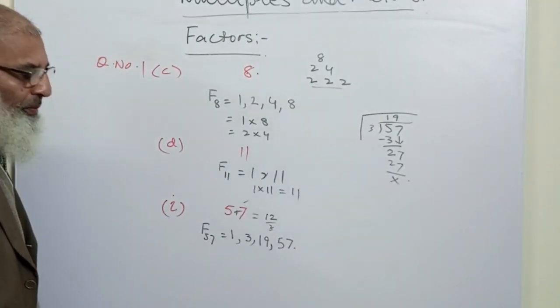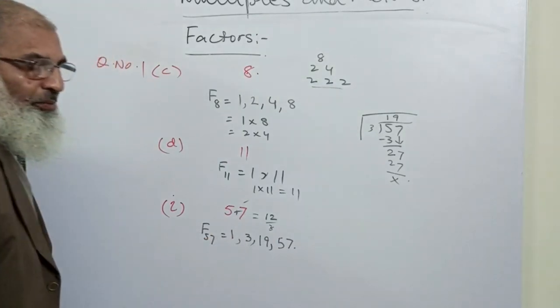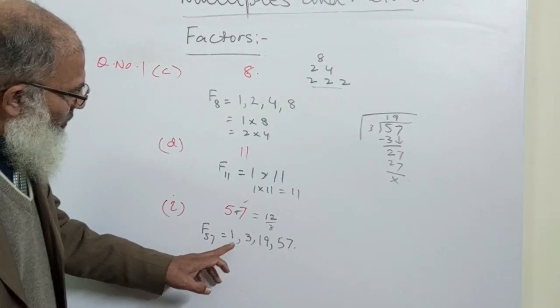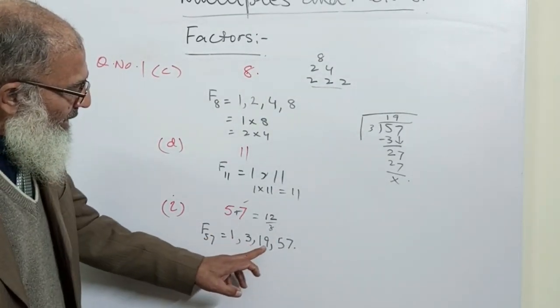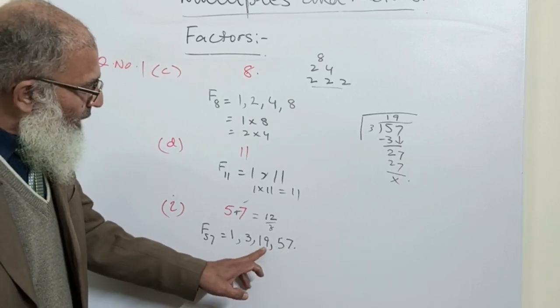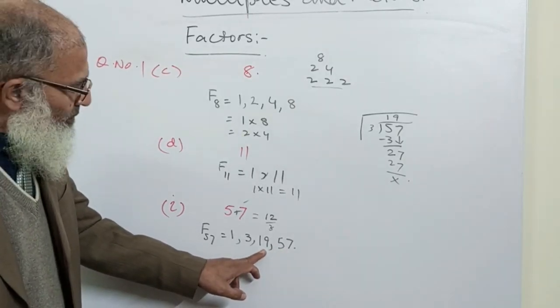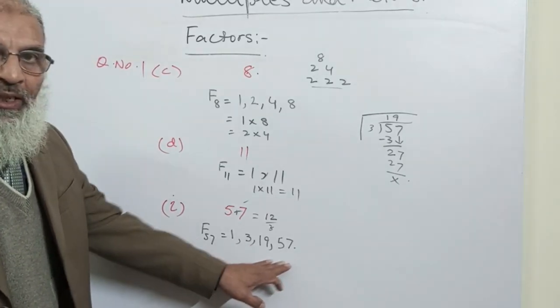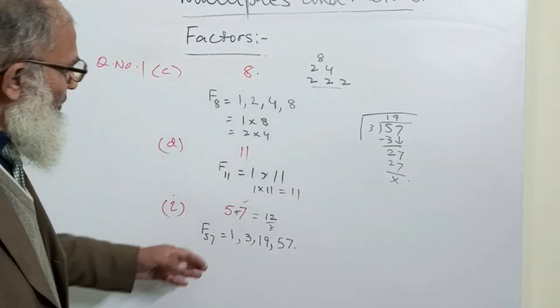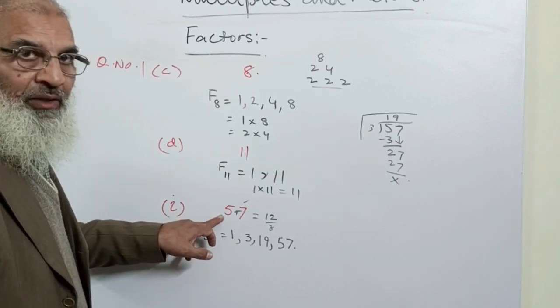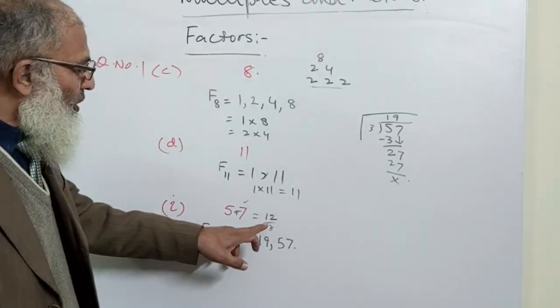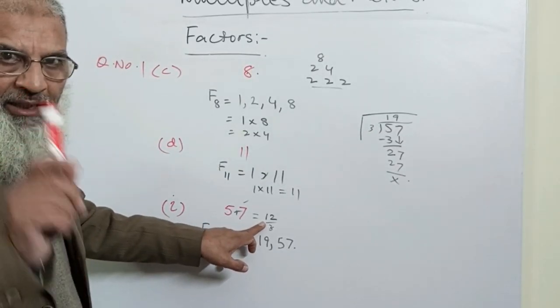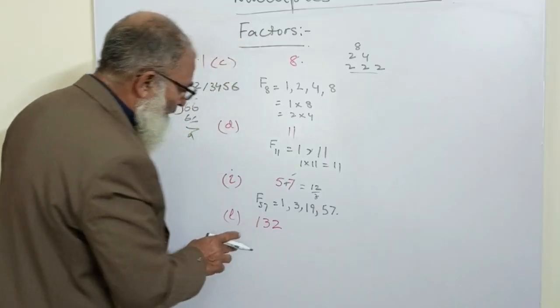So my dear students, what we got here is 1, 3, 19 and 57. 19 is not further divisible, 3 is not further divisible. So these are the only 4 factors we have for 57. And we have also done one test of divisibility.